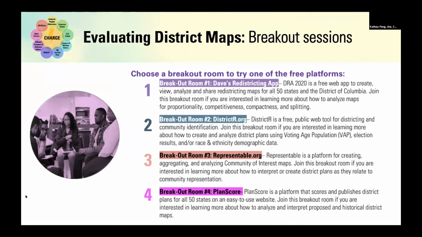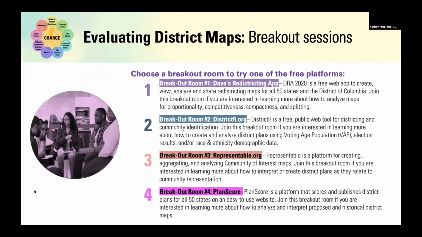Fantastic. Thank you so much. Next up is Chanel Richardson with the District R platform. Chanel, you want to just say a few words? Yep. So basically within the breakout room, a similar format, I will give an overview of the tools that we have on our site for evaluating maps and tell you a little bit about how to open maps up on our site and show you where you can find information about the file formats we take and that you can export. And then of course, I will spend some time answering any questions that you may have about the tool.